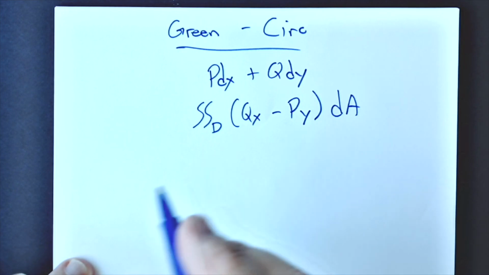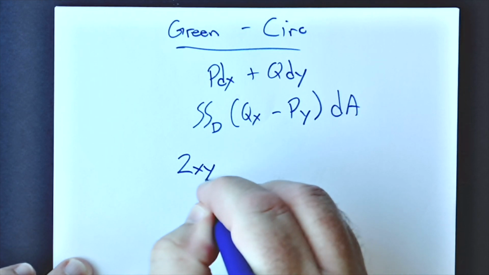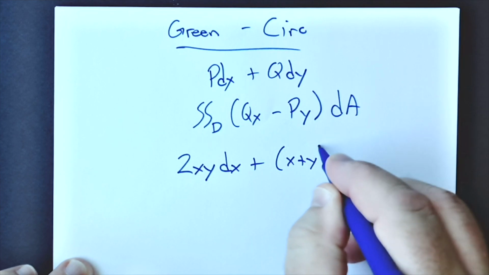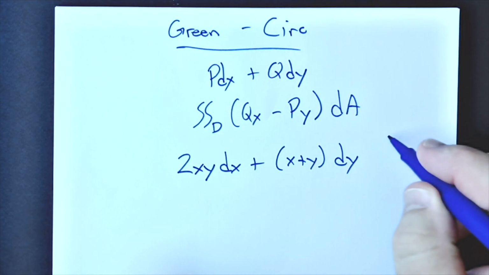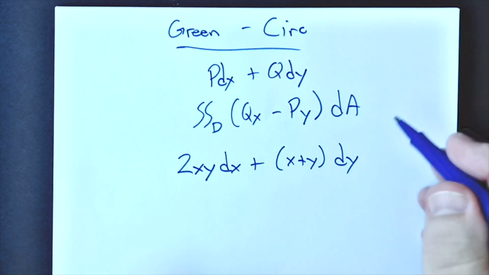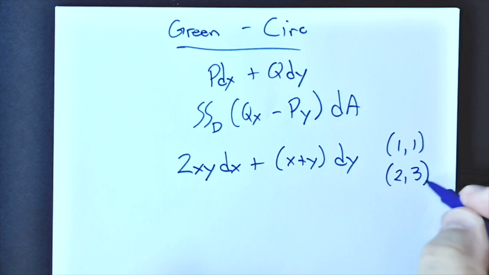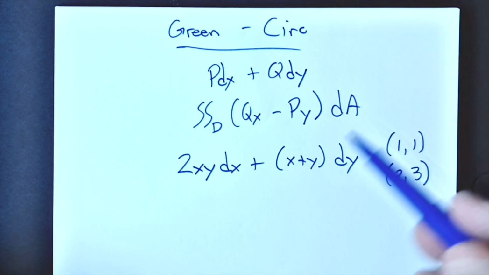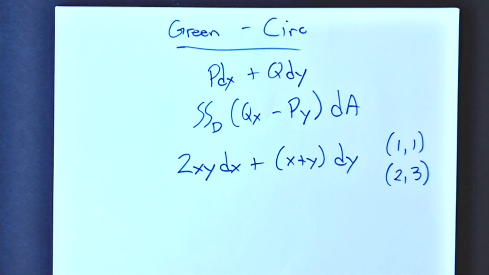So let's look at one of the problems in the text that I gave you. It looks like this. It's 2xy dx plus (x plus y) dy. Let's make this simple. In fact, for all of our problems here, we're not going to do any of the complicated ones. We're just going to do them from points, like over rectangles. So we'll go from the point (1, 1) to the point (2, 3). Those will be the corner bounds of a rectangle. So we have a width of 1 and a length of 2.